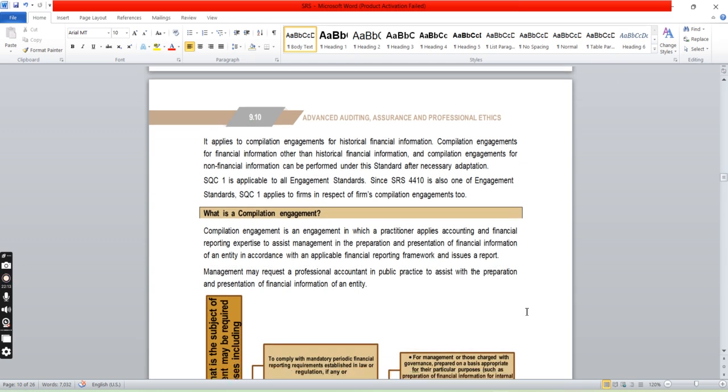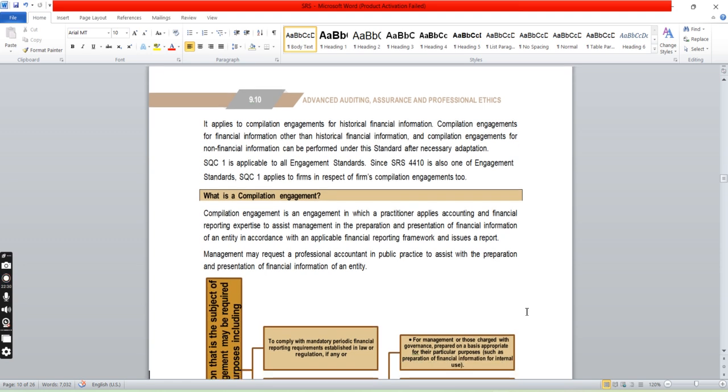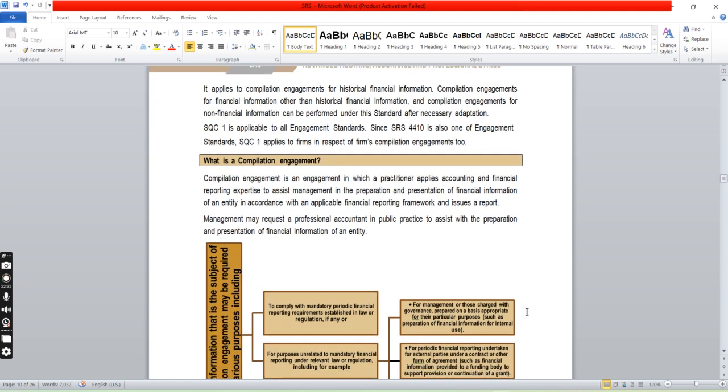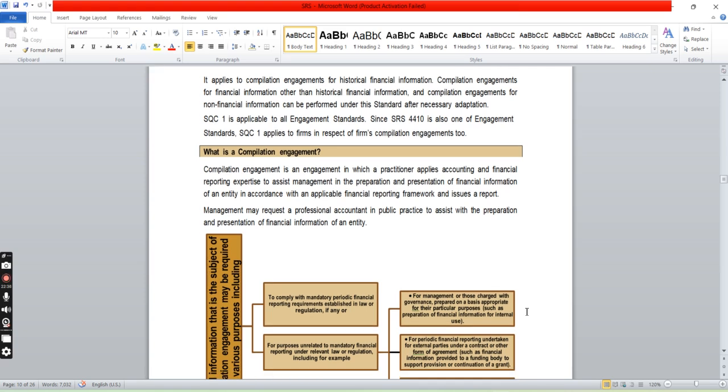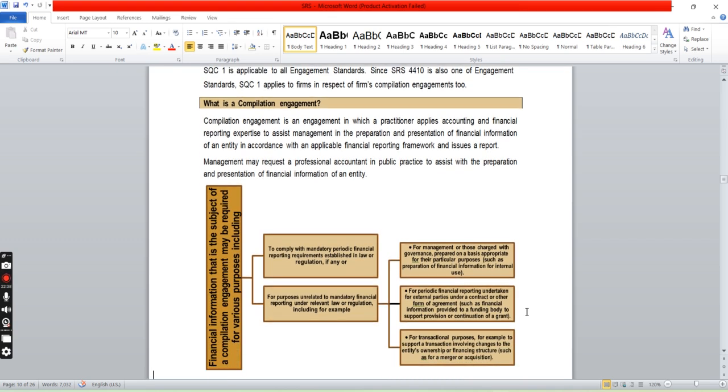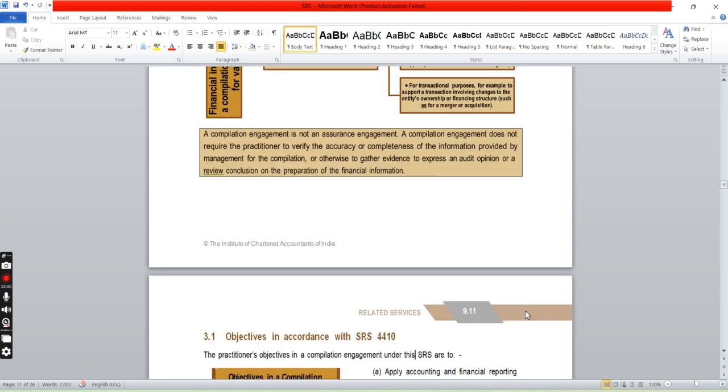What is a compilation engagement? A compilation engagement is an engagement in which a practitioner applies accounting and financial reporting expertise to assist management in the preparation and presentation of financial information of an entity in accordance with the applicable financial reporting framework, and issues a report. Management may request a professional accountant in public practice to assist with the preparation and presentation of financial information of an entity.